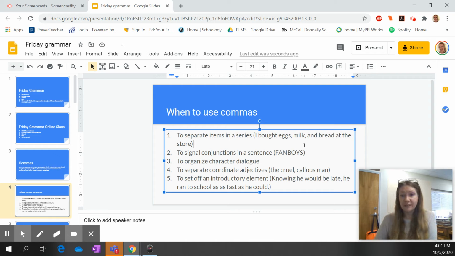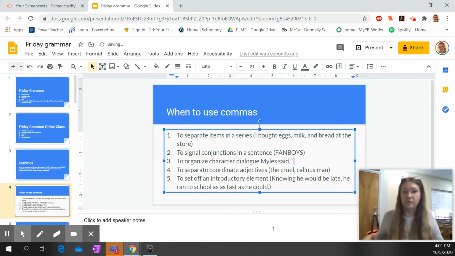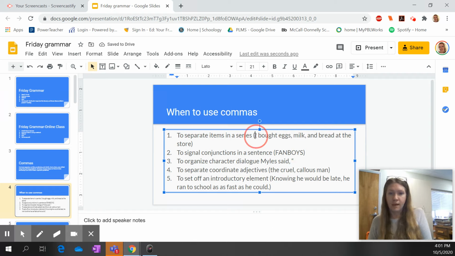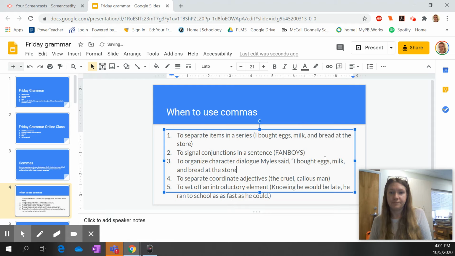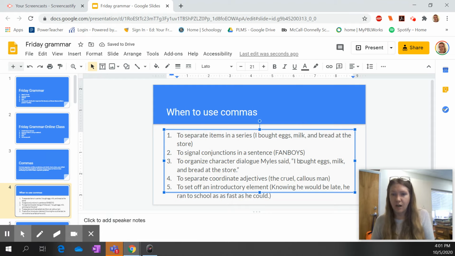Two, to signal coordinating conjunctions in a sentence, like "and," "but," and "so." I'll go over this in depth in a couple more slides. Three, to organize character dialogue. Let's say that Miles said, comma, quote, I bought eggs, milk, and bread at the store. We need a comma and a quote, and a period and an end quote. So it goes comma, then quote, okay?